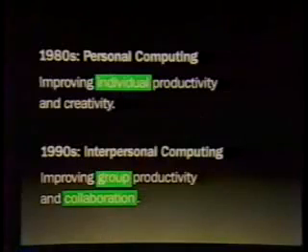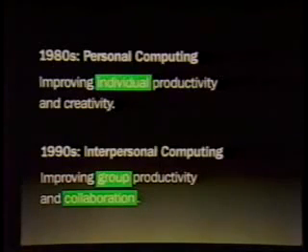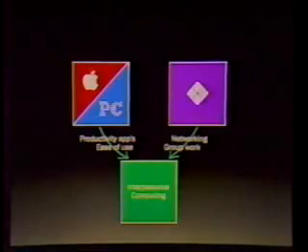What we're hearing from everyone is that the competitive advantage of the 90s is going to be squeezed not out of more individual productivity, but out of improving the productivity of teams and groups of people working together. That's where it's going to come from. And so we think that the most exciting thing of the early 90s is going to be to link these islands of personal computers together into interpersonal computing, which has as its mission to improve group productivity and collaboration.